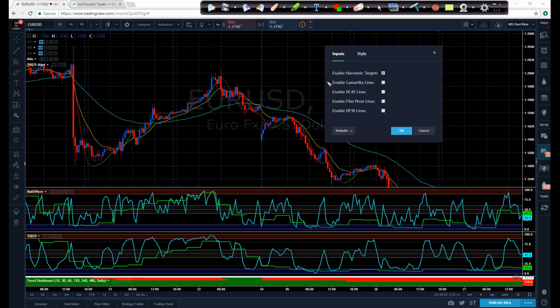So we also have Camarilla lines, the DC45 system, Fibo pivots, and the DP30 lines. There's really nothing to talk about with this other than you can selectively turn on and off what you want, which is pretty cool in terms of rotating through stuff. So, I see price approaching a point. I could rotate through my indicators.